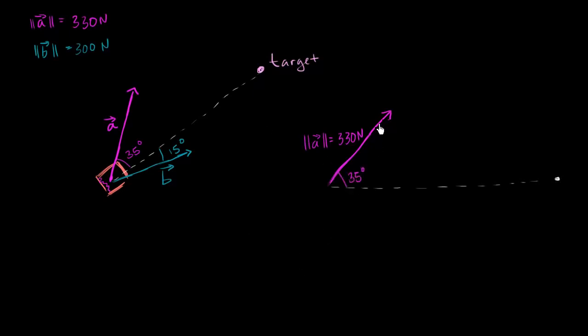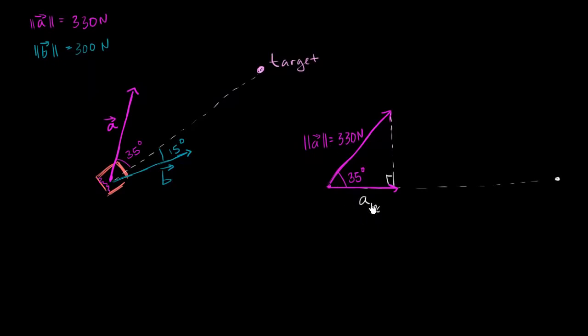So what we really want to do is find the magnitude of the component going in that direction right over there. And the way we can do that is just with our traditional trig functions. This right over here is a right triangle. We are looking for this side right over here. Let me just call that A sub x. And we already know that the magnitude of A is 330 newtons.